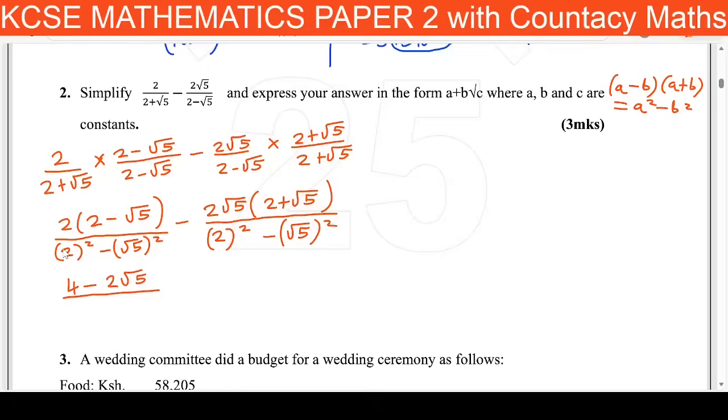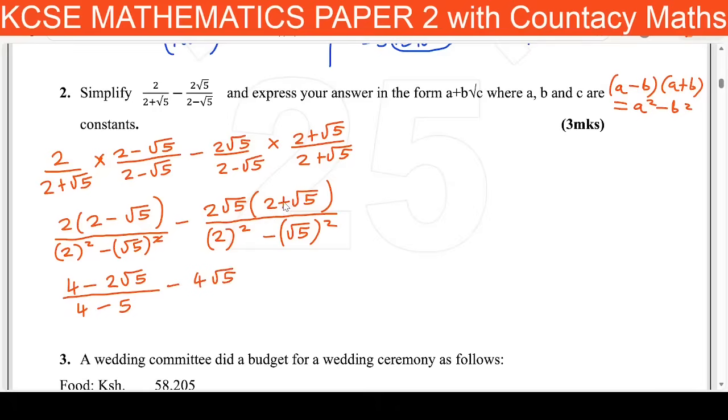Amazing. 2 squared, that is 4. And then we have minus root 5 squared, which is not 25. This is an error that most people make. Root 5 squared is not 25, but root 5 squared is equivalent to 5. Why? Because this square helps us to get rid of this square root that is there, so that we can remain with 5. Finally, we have minus 2 root 5 times 2. That's going to give me 4 root 5.